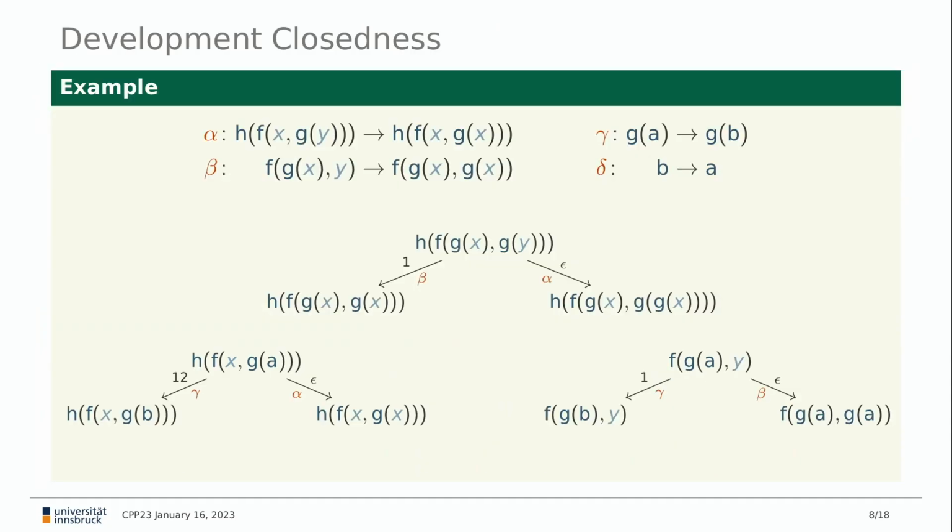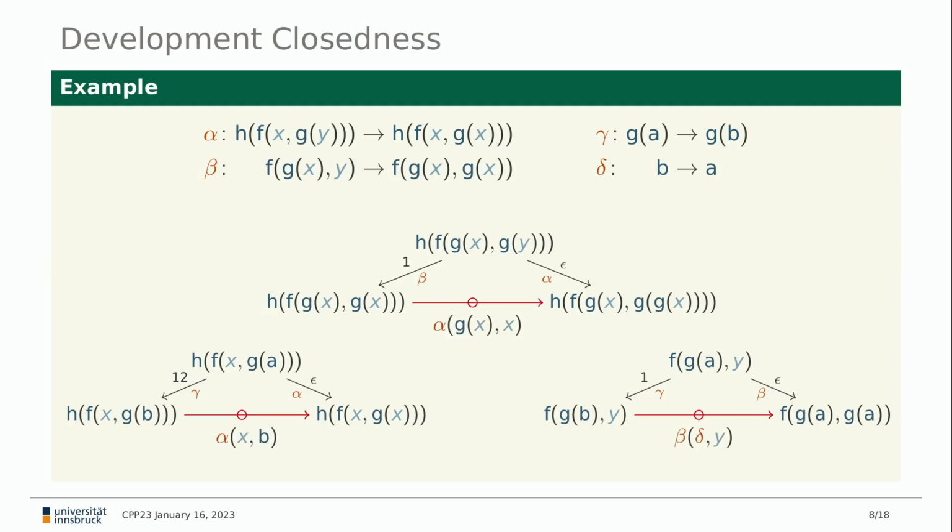To see an example of how this criterion applies, I chose a term rewrite system which is development closed for my main example here. In this case, you would first check that all the rewrite rules are left linear, and they are, because there's no duplication on the left-hand side. And then you check that these three critical pairs are development closed.